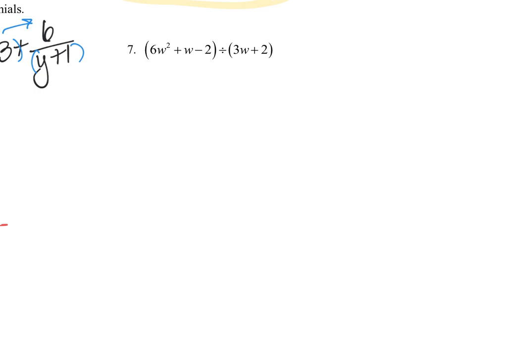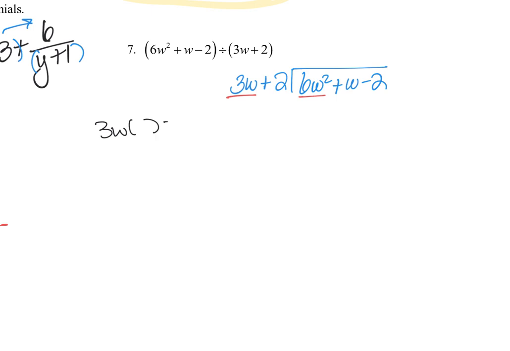Number 7. All right. 3w plus 2 is our divisor. 6w squared plus w minus 2 go in the house. All right. So we've got two terms. I'll look at the 3w and the 6w squared. So you're thinking, what do I multiply times 3w to get 6w squared? Well, I've got to say 3 times 2 to get 6, and I've got to say w and another w to get w squared. So I'll end up multiplying by 2w.